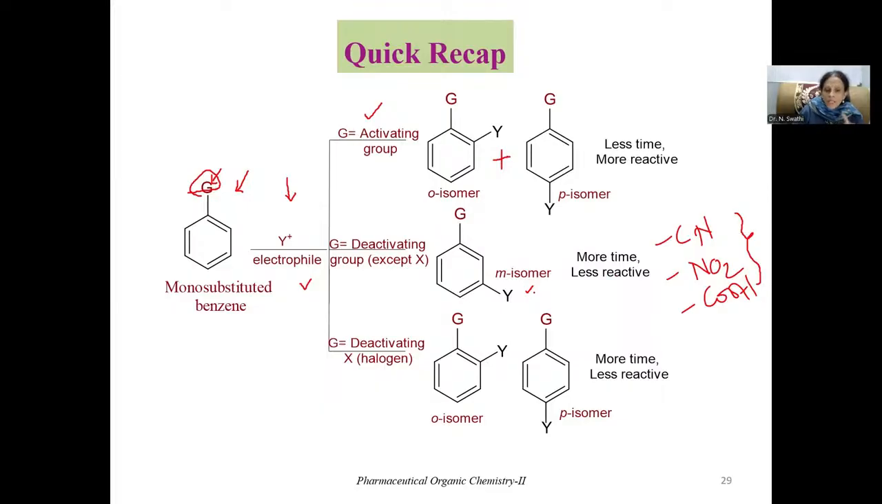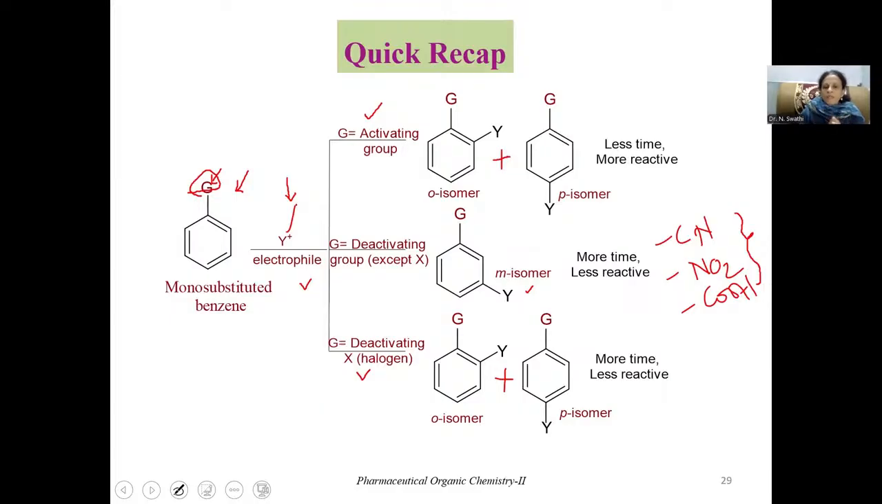But on the other hand, even halogen is also a deactivating group, yet an exception is observed when halogen is present. Even though it is a deactivating group, it gives ortho and para isomers only. It does not give the meta isomer. So this is regarding the orientation. Orientation means when you perform an electrophilic substitution reaction on a monosubstituted benzene, what is the point of attack of the next incoming electrophile, where this Y group will be attacking on the benzene ring system.